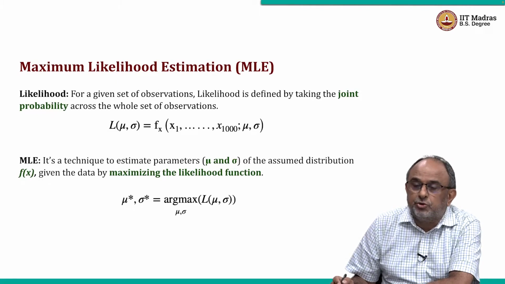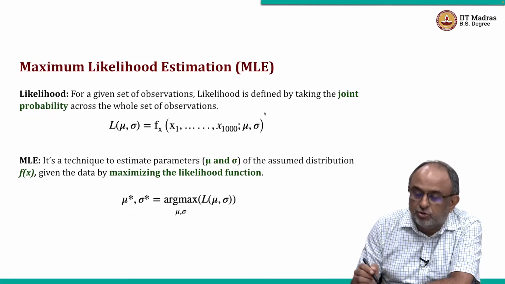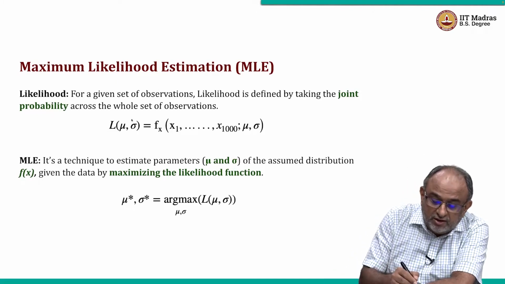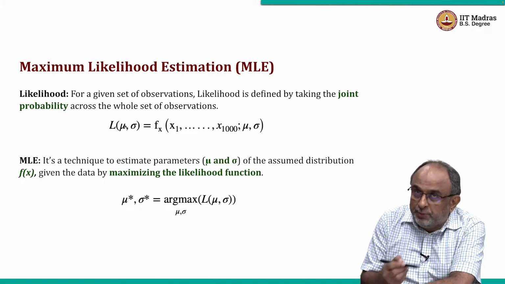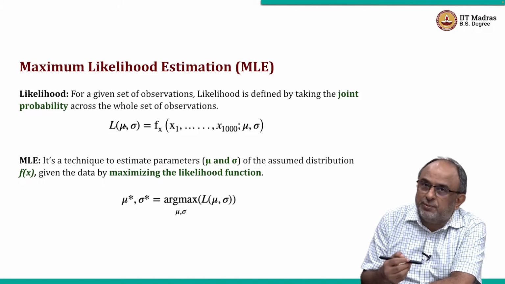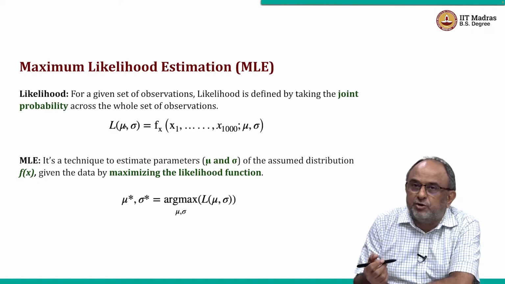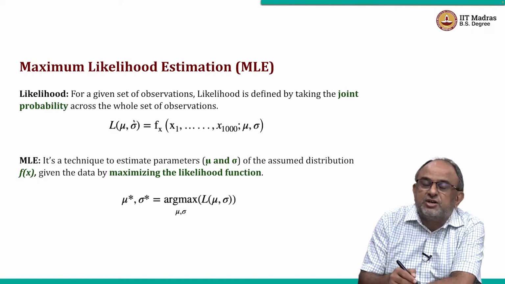What is it that I do not know? I do not know the mean and I do not know the variance or the standard deviation. So, now, depending on each choice of mu and sigma, I am trying to find out which is most likely to have generated the data. So, now this is a function of mu and sigma.